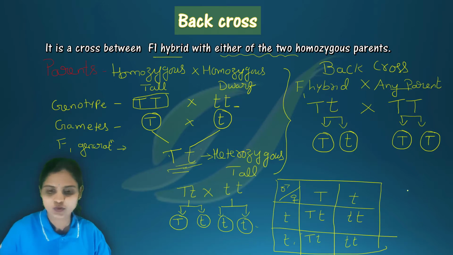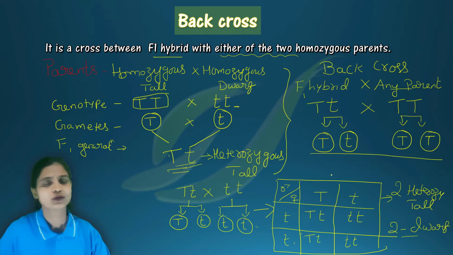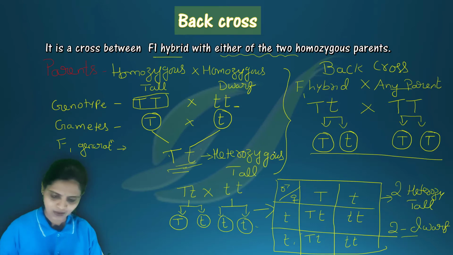So in this case you can see you have got 2 heterozygous tall plants, and 2 homozygous dwarf plants. So in this cross, you are getting this. In the other cross, you have got all tall plants. Okay. So now we are going to understand what is the significance of this back cross.